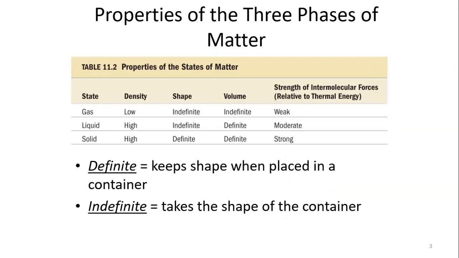So if we look at gas, liquid, and solid, which are the 3 physical states that we've talked about, you can see here on this chart the differences in density, shape, and of course, when we say definite, it means that the substance keeps its shape when it's placed in a container. Indefinite would mean that it takes the shape of the container. We see that for gases and liquids. Volume, of course, we know this from before, that liquids, although they have indefinite shape, they have a definite volume. Gases have an indefinite shape and an indefinite volume. They will expand or compress to fill up whatever container they're in.